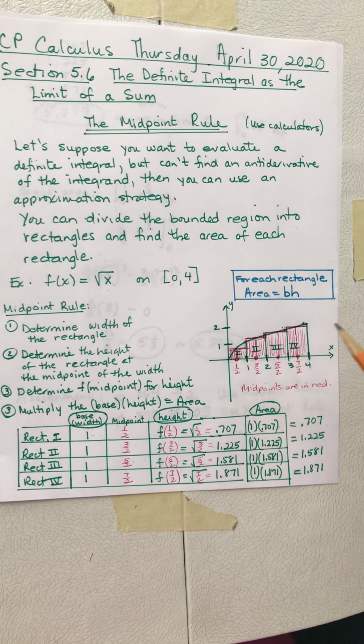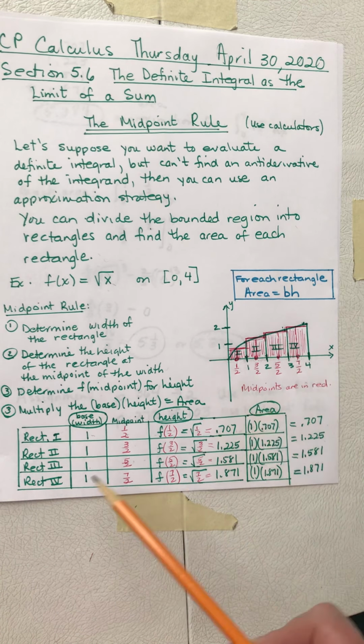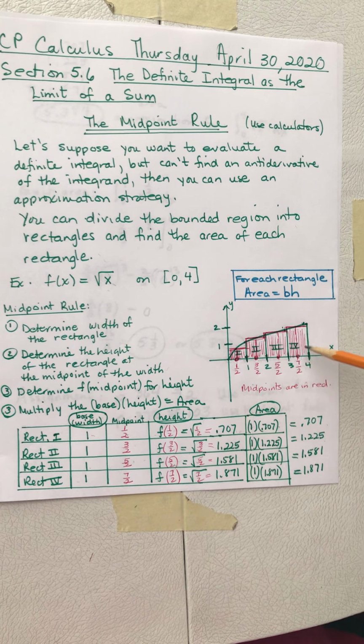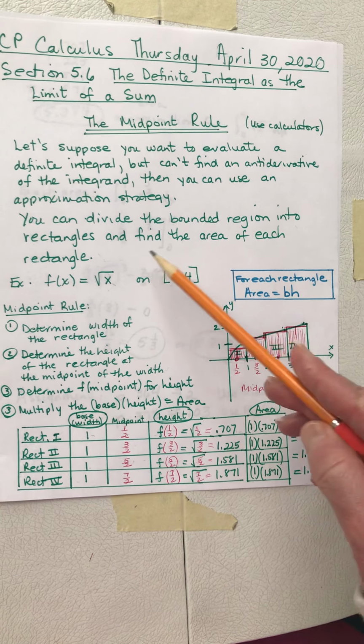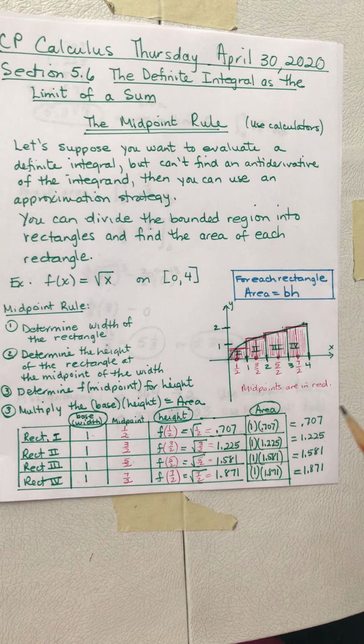And the last one is the base is 1. And then we do f of 7/2. 7/2 goes in the square root function. And we get the square root of 7/2, which is 1.871. And that's 1 times 1.871. And we get 1.871.